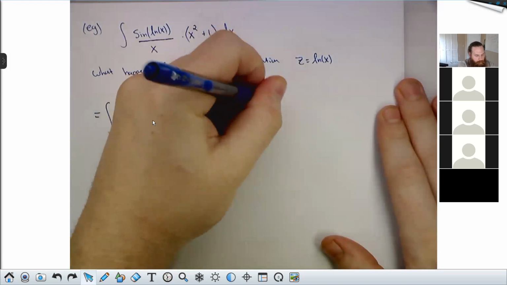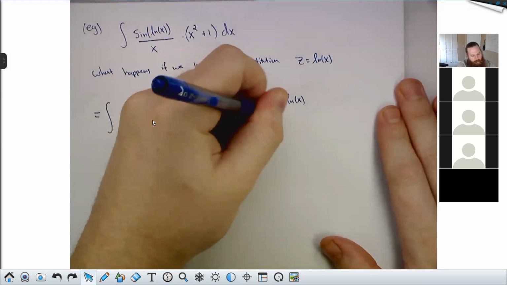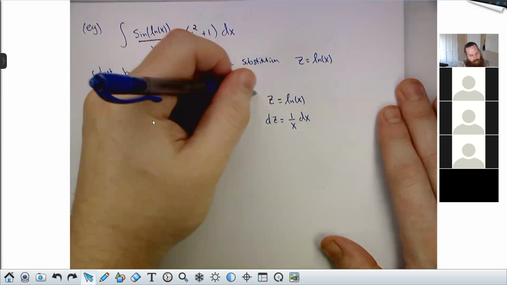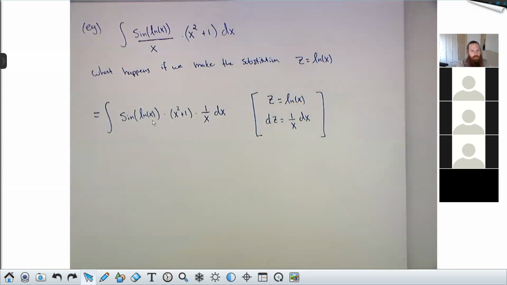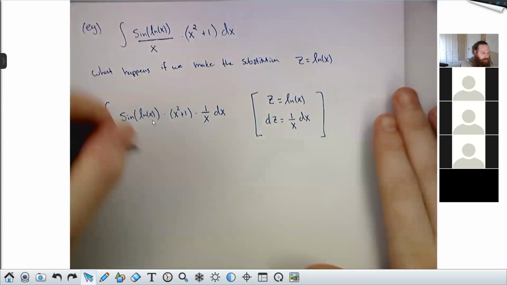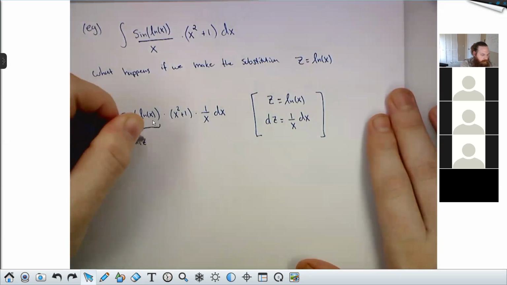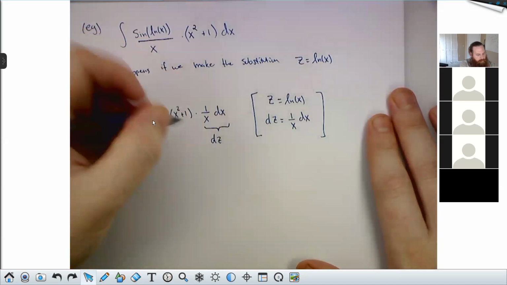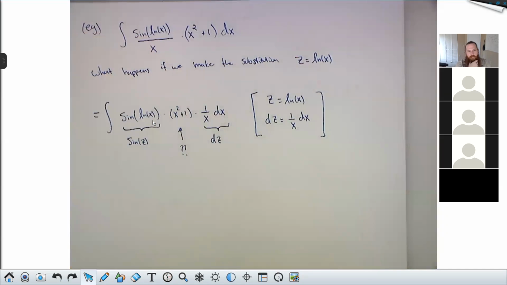If I now try to sub z equals natural log of x, then dz would be 1 over x dx. Do we all agree on that? So this piece would be the sine of z. This piece would be dz. But what about this piece?